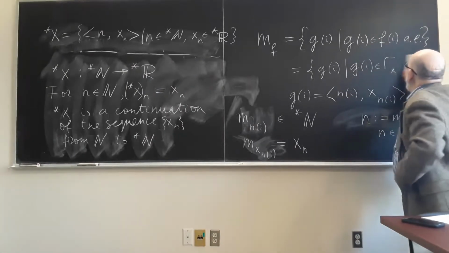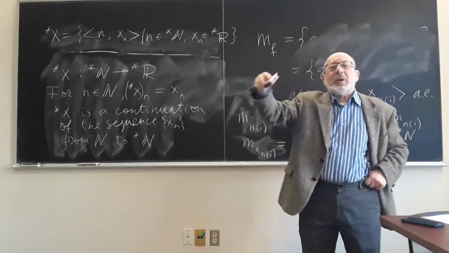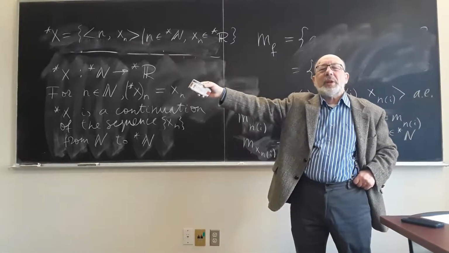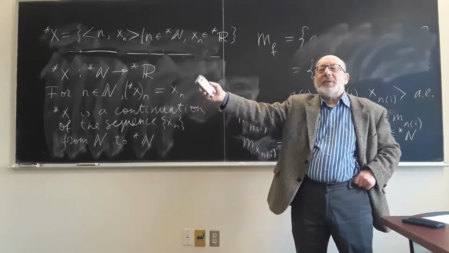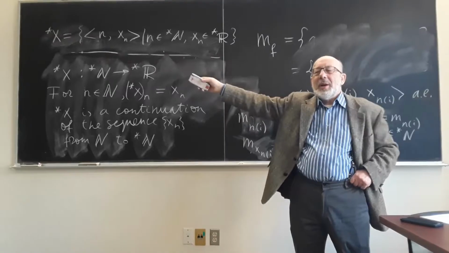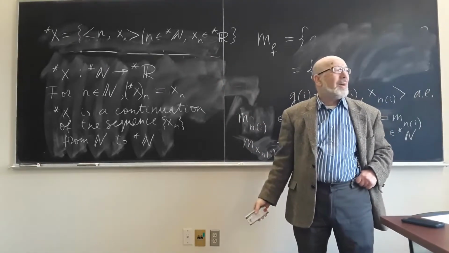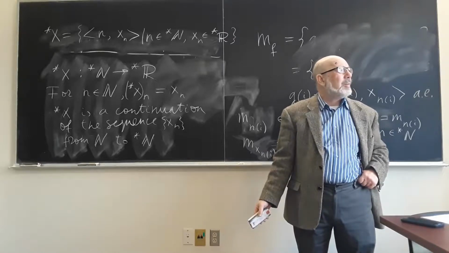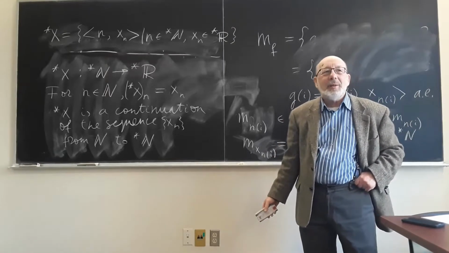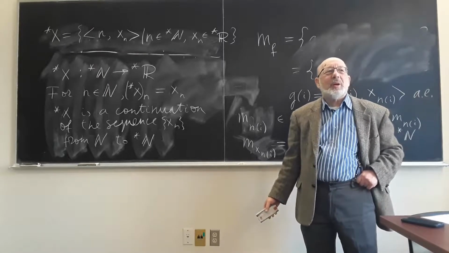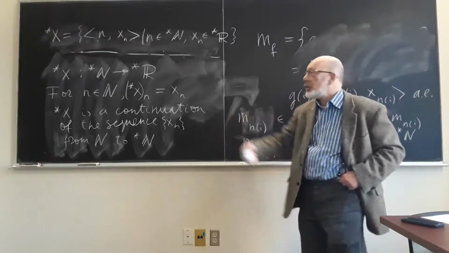It is quite remarkable that in principle, if you have a sequence defined just for standard n, for finite n, then it appears that we can continue it arbitrarily. Yeah, but no, it is not by the rules. We have this operation star, and this operation star defines a unique continuation.